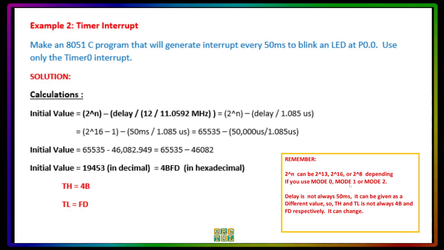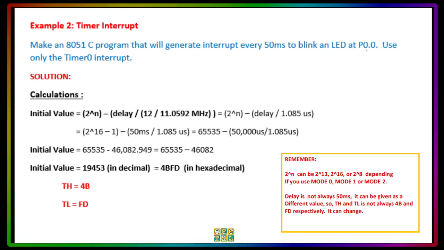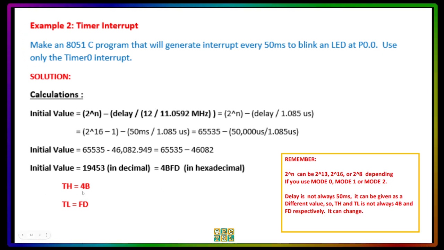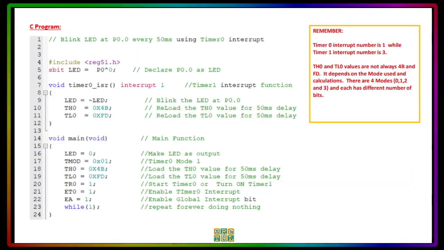Now let's make our C program that will generate an interrupt every 50 milliseconds to blink the LED at port 0.0, and this time let's use only the timer 0 interrupt. We will do the same calculation the same way, and let's say we already know from the previous example, 4B FD, TH will be 4B and TL will be FD. In our program, the only difference is that the interrupt number here is now 1.